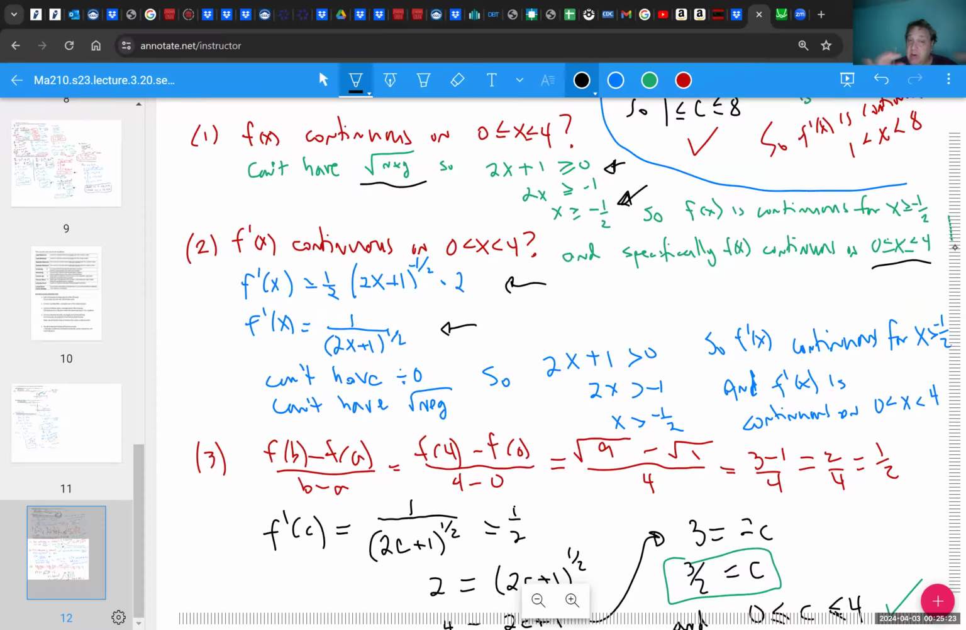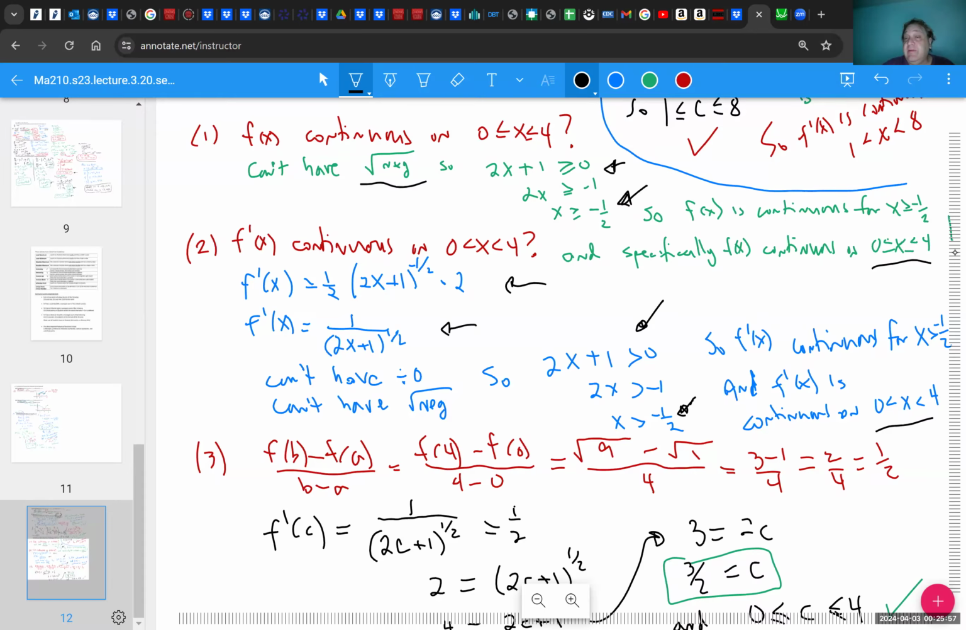So this bottom part, the 2x plus 1, can't be 0, and it can't be negative. So I just wrote that as the bottom part has to be not 0 and has to be greater than 0, right? It has to be positive and not 0. So I end up with a very similar kind of equation saying that this derivative will be continuous as long as x is bigger than negative 1/2. And our interval 0 to 4 doesn't have anything to do with negative 1/2. Both numbers are bigger than negative 1/2. So we have verified that the derivative is continuous on the interval from 0 to 4.